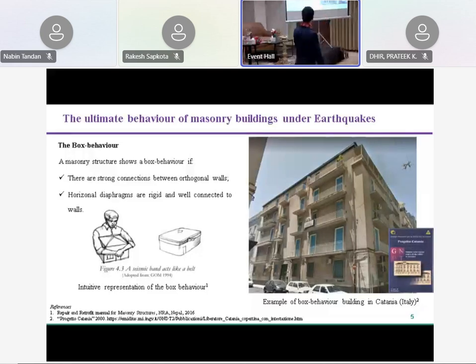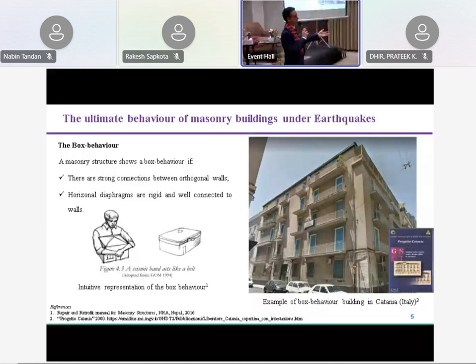This picture on the left side is from your regulation code, and gives a great idea of what we want to explain. If the building shows a box behavior, all the walls can contribute to sustain the seismic forces. On the right part, this is an example of a building showing a box behavior, since we have reinforced concrete rigid slabs. This is from my hometown, Catania in Italy, and these are 4-story buildings probably showing a box behavior during an earthquake.